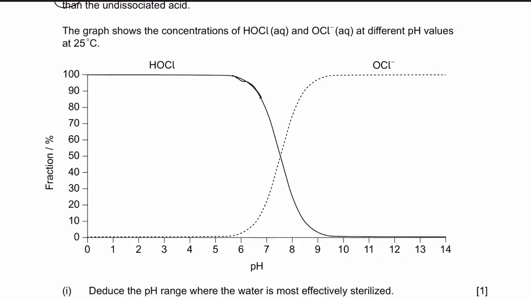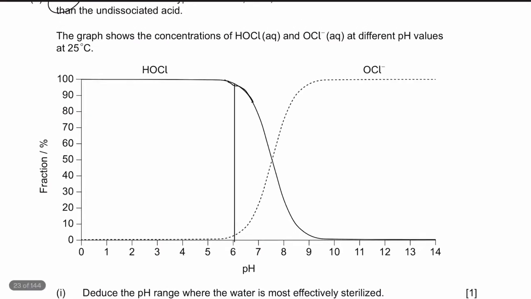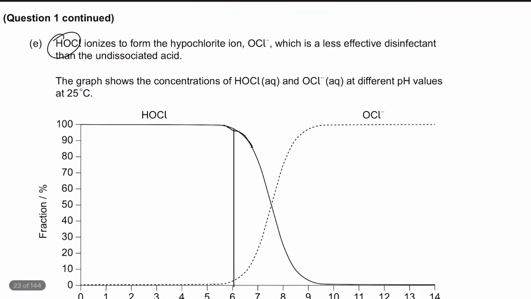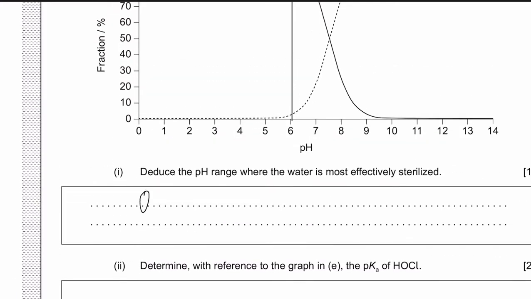So basically, where is HOCl highest? Looks to be around here. So around here, we'll have the highest concentration of HOCl, meaning that, and we know it's a more effective disinfectant than this. So essentially, the range is going to be pH 0 to pH 6.